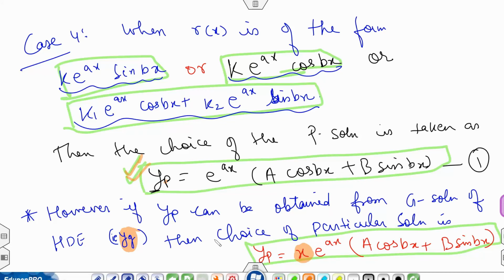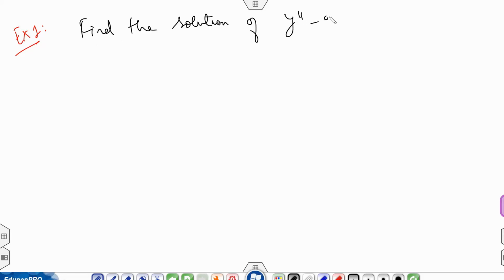So let us do a few examples on this. There are other cases also, that is the combination of a polynomial with trigonometry and the combination of polynomial with exponential. We will not do these, we will restrict ourselves to this case only. So I'll do example 1 for this case: find the solution of y'' - 2y' + 2y = e^x sin x using the method of undetermined coefficients.